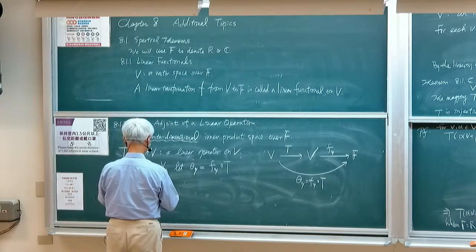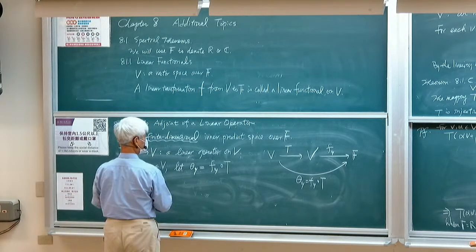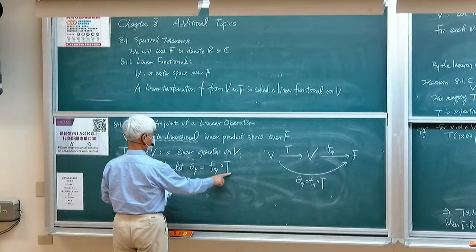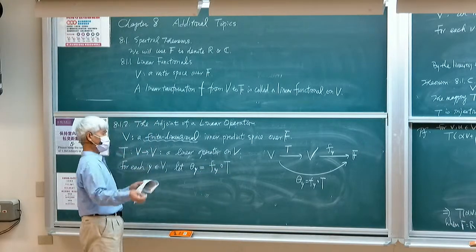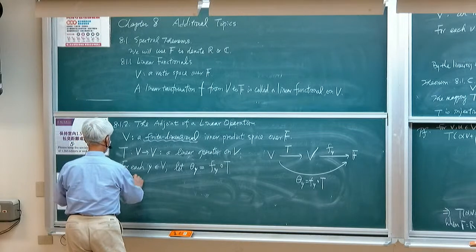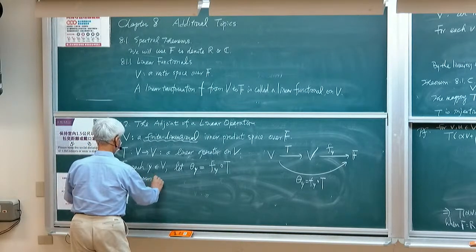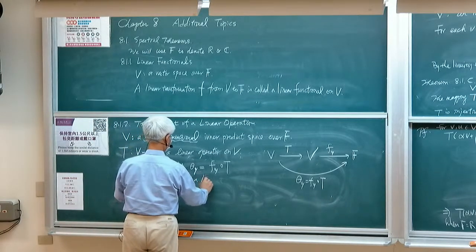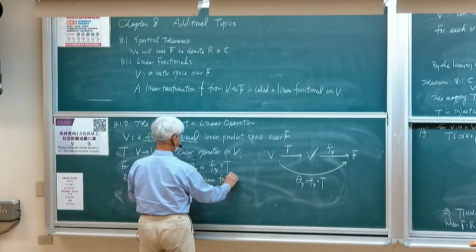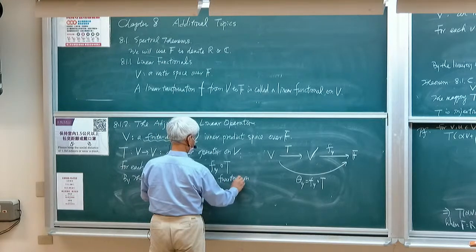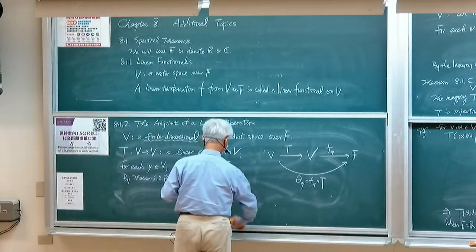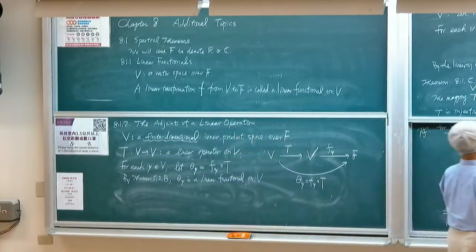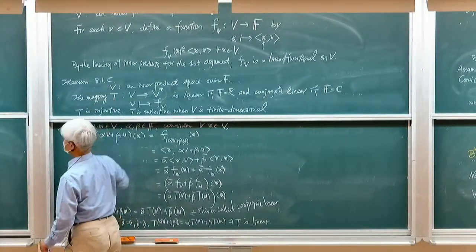Now, this is a composition. The composition of two linear transformations is also a linear transformation. This is by theorem 5.2.b in chapter 5. We know theta_y is a linear functional on V.